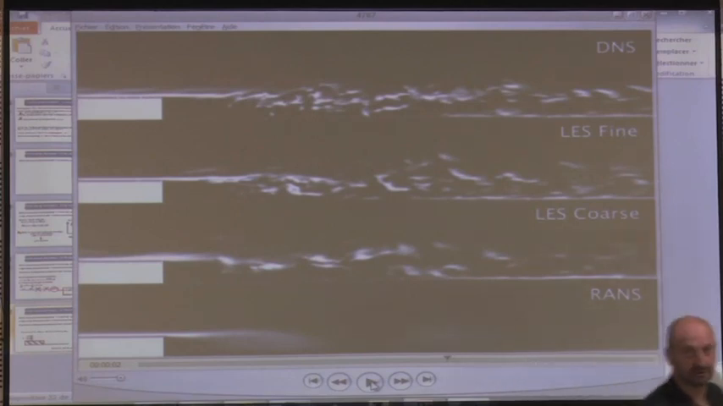Okay, so first observation. All of them are still able to give you the wake here. Here you have a recirculation zone, a region where you have a big vortex. So all three simulations give you this information. You see the wake here, you see the wake here, you see the wake. When you do DNS, what you get is all the small eddies in the wake, so all the turbulent eddies in the wake.